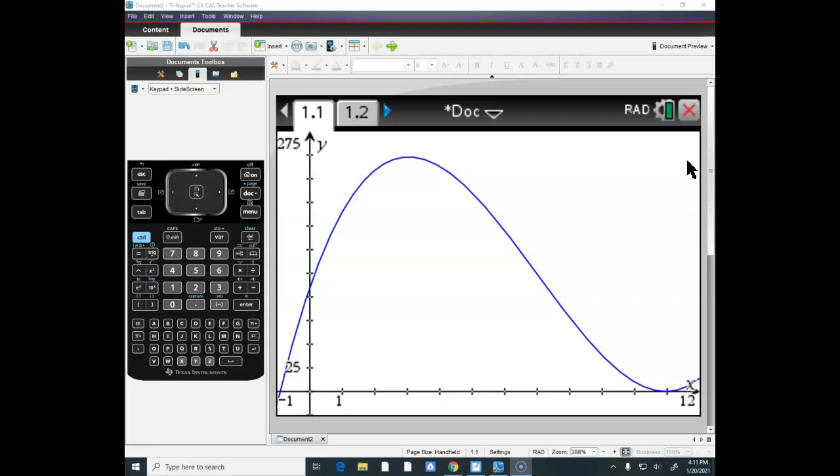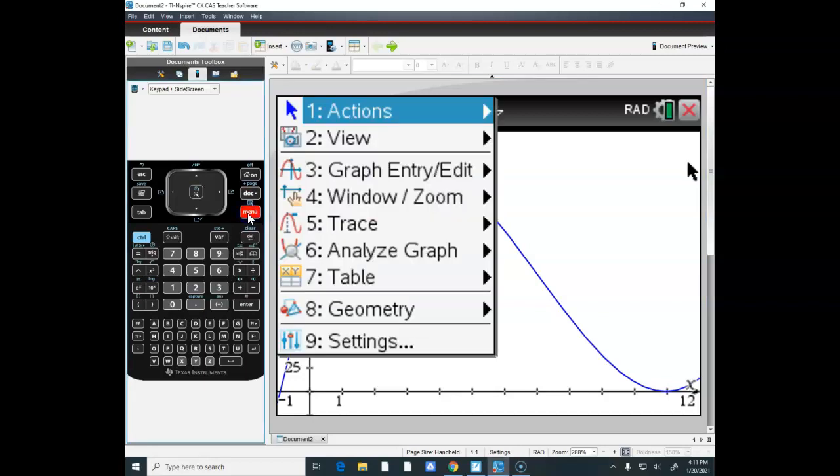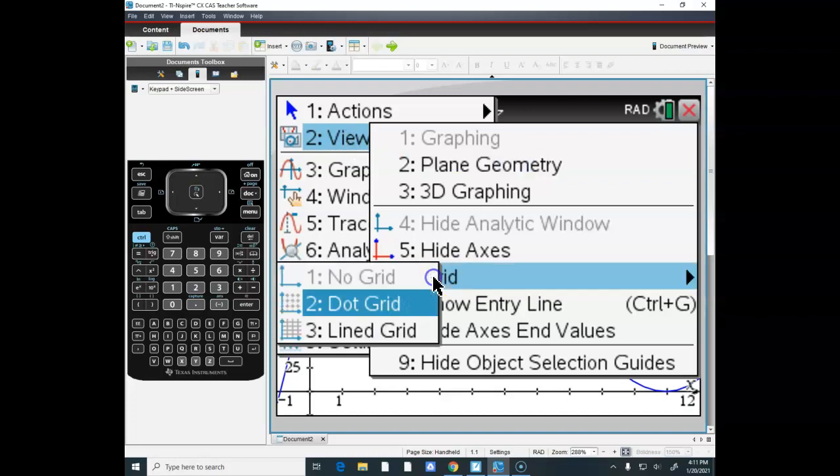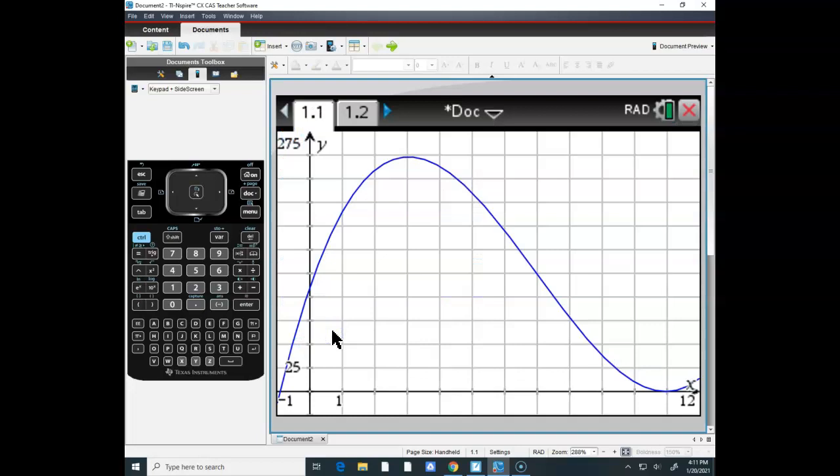And there's one thing you guys might not know how to do. You can lay the grid lines back on here. If you go to Menu, View, and I think it's Grid, and then hit 3 Aligned Grid, it puts the grids on there for you as well. So you can compare your estimation of the curve that was on the page to this curve.